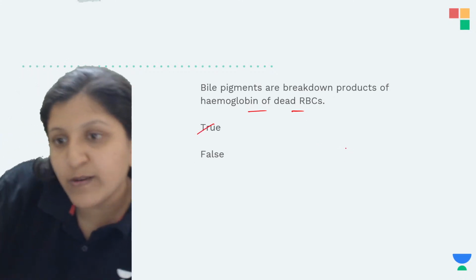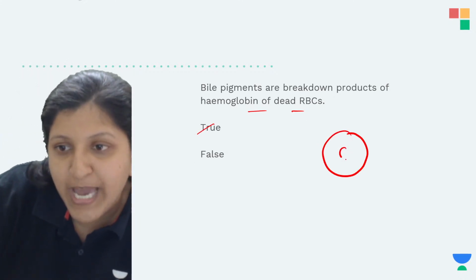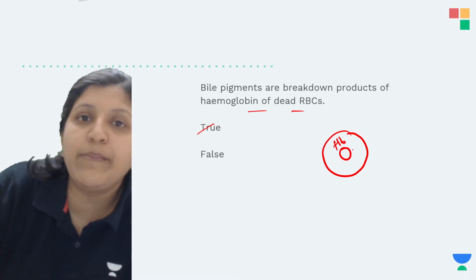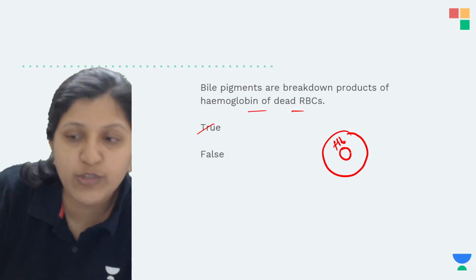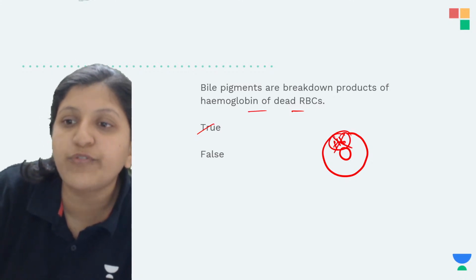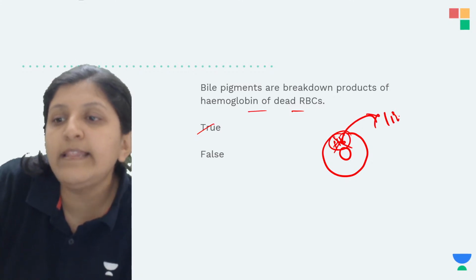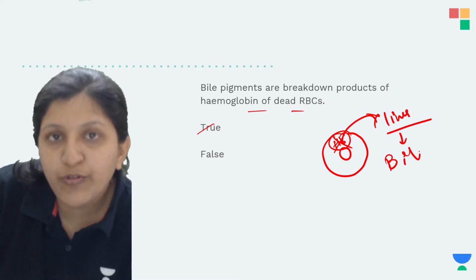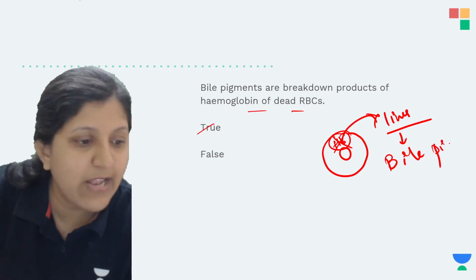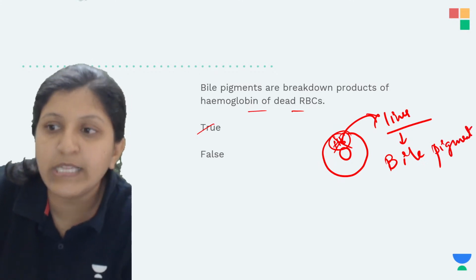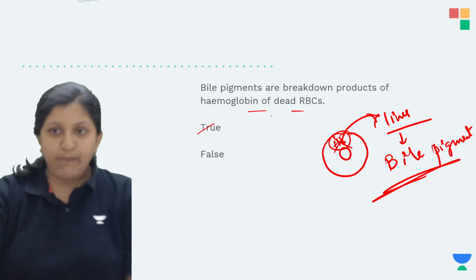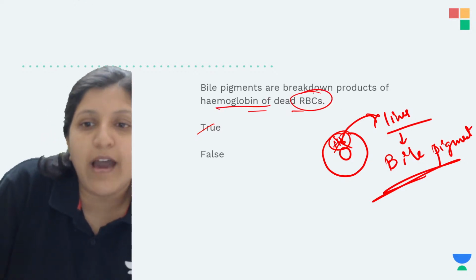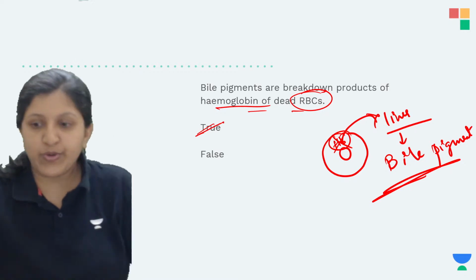Yes, this is true, because RBCs have a lifespan of 120 days, after which the breakdown of the hemoglobin occurs. The hemoglobin is going to further break down in the liver, forming the bile pigment. So while the breakdown of this hemoglobin occurs, that itself is forming the bile pigment in the liver. Okay, so bile pigments are basically a breakdown product of hemoglobin of the dead RBCs. So it is true.